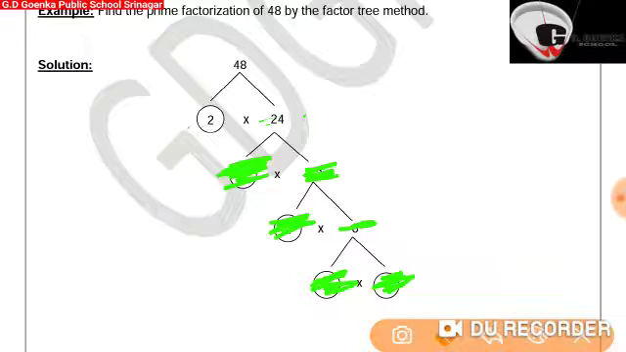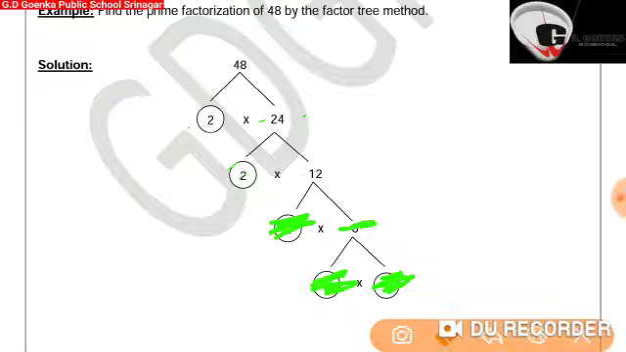Where 2 is a prime number, so we'll encircle it, and 24 is a composite number, so we'll further factorize it. So now again, taking the smallest prime number, that is 2, 24 is divisible by 2. Therefore, what should be multiplied by 2 so that our product is equal to 24? Obviously, 2 times 12 is 24. So 24 is factorized into 2 and 12.